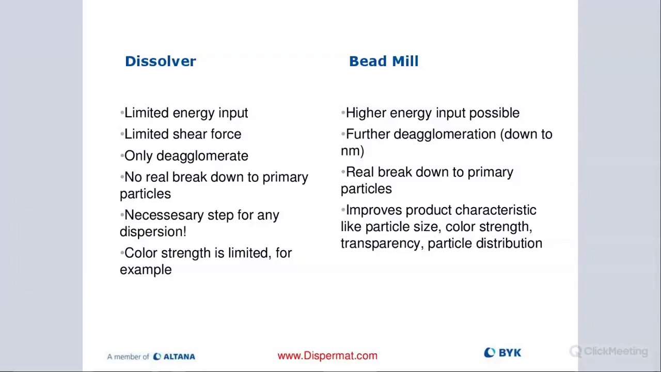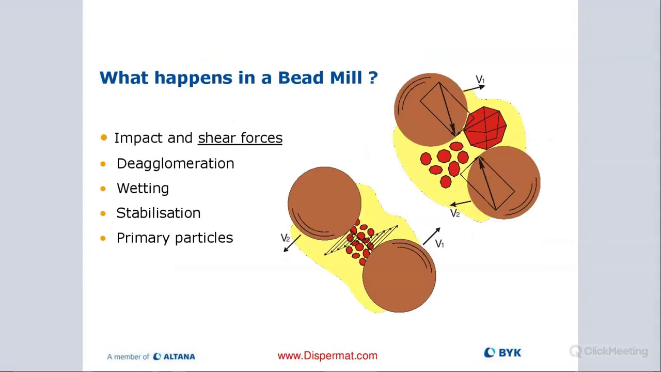With the bead mill, of course, we're going to be able to put in a lot more energy that is needed to really break down to the primary particle size, give us a much better looking product, better color strength, transparency, and obviously much better particle size distribution.